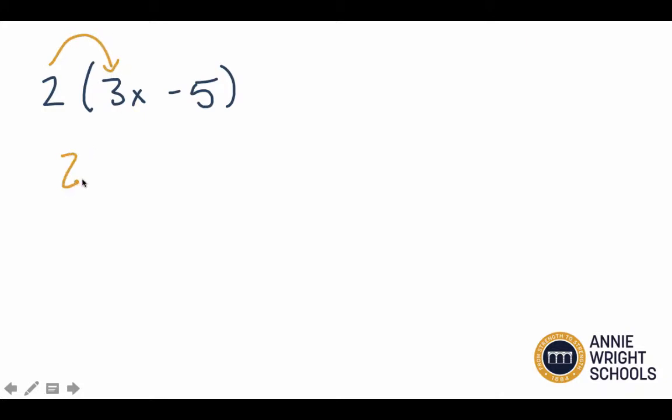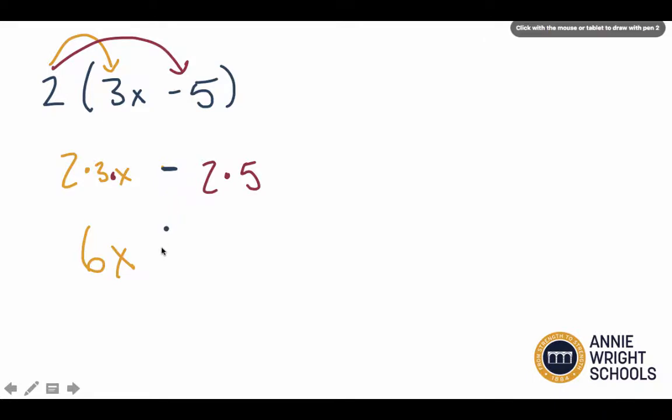That's 2 times 3x minus 2 times 5. 2 times 3x is 2 times 3 times x, right? Because between the 3 and the x is times. So 2 times 3 is 6. 6 times x is 6x, minus 2 times 5, which is 10.